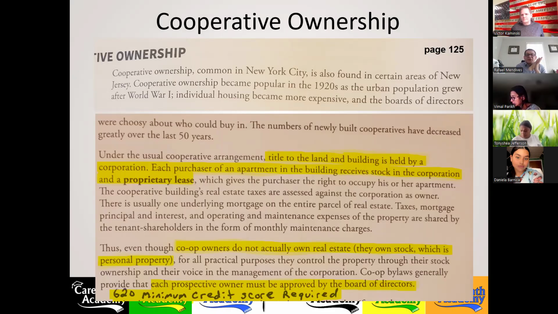You're a stockholder. You own shares in the corporation that owns the real estate. And then you're allowed to live in the unit that you're buying the stock for, with that proprietary lease. So that's what this is explaining here. Co-op owners do not actually own real estate, they own stock, which is personal property. For all practical purposes, they control the property through their stock ownership and their voice in the management of the corporation. Co-op bylaws generally provide that each prospective owner must be approved by the board of directors.